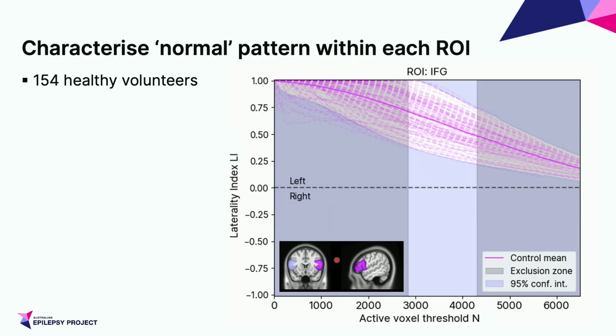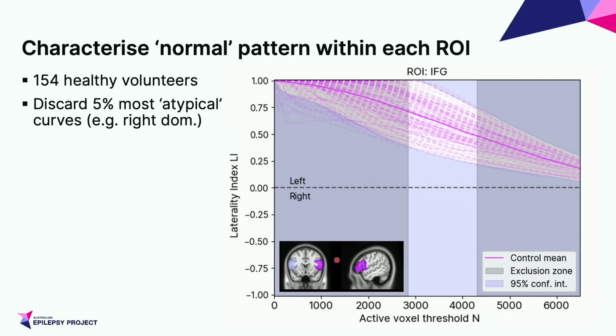Now we need to characterize what's the normal pattern that we expect in each ROI. So we take the same 154 healthy volunteers and we generate laterality curves in each ROI. Our first step is we discard the 5% most atypical curves. This is going to catch the small proportion of controls who've got right lateralized language, and it leaves us with the modal type of behavior that you see, which is this distribution of left lateralized laterality curves.